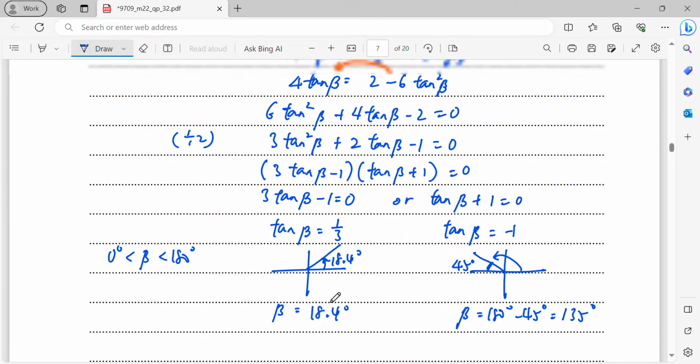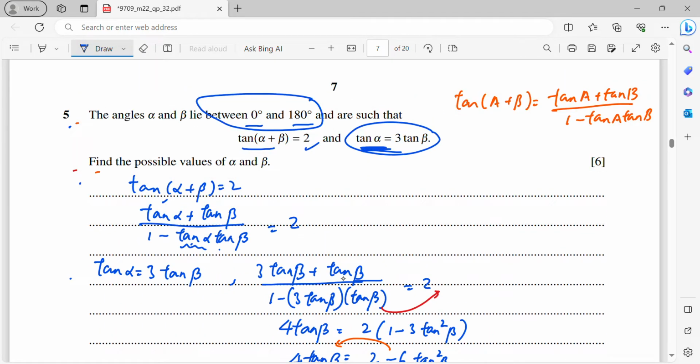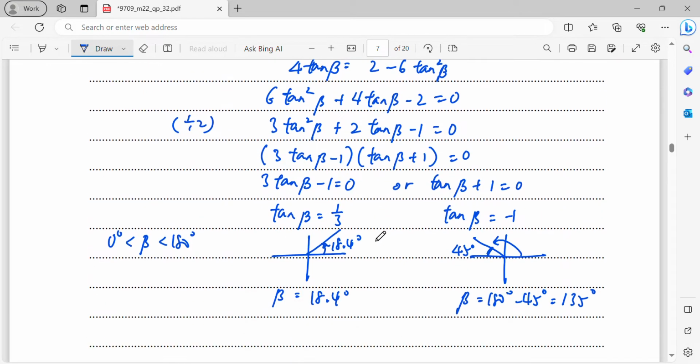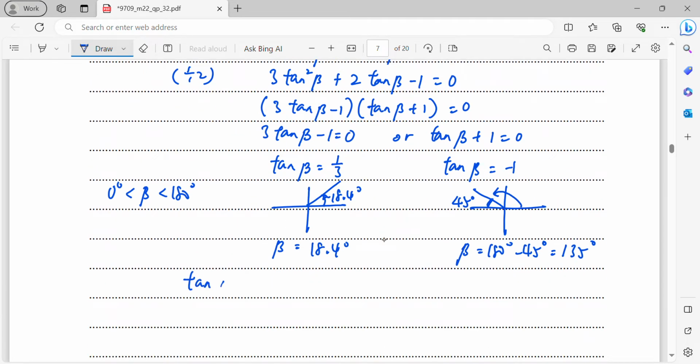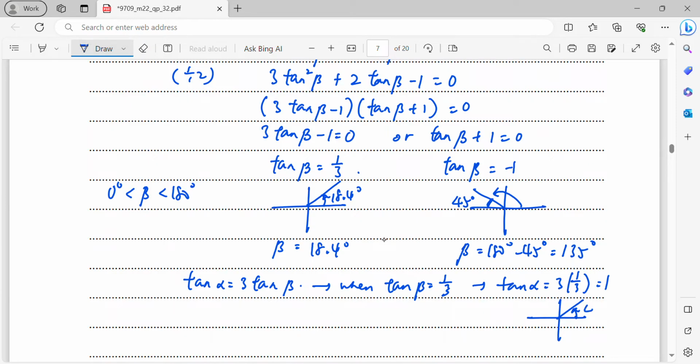Alright, and don't forget that just now you were given tangent alpha is 3 tangent beta. So now tangent alpha is 3 tangent beta. Okay, so when tangent beta is 1 over 3, that means now tangent alpha is 3 times 1 over 3, which is 1. So when tangent alpha is 1, okay, when you refer to the quadrant, inverse tangent 1 is 45 degrees. That means I will get alpha is 45 degrees.